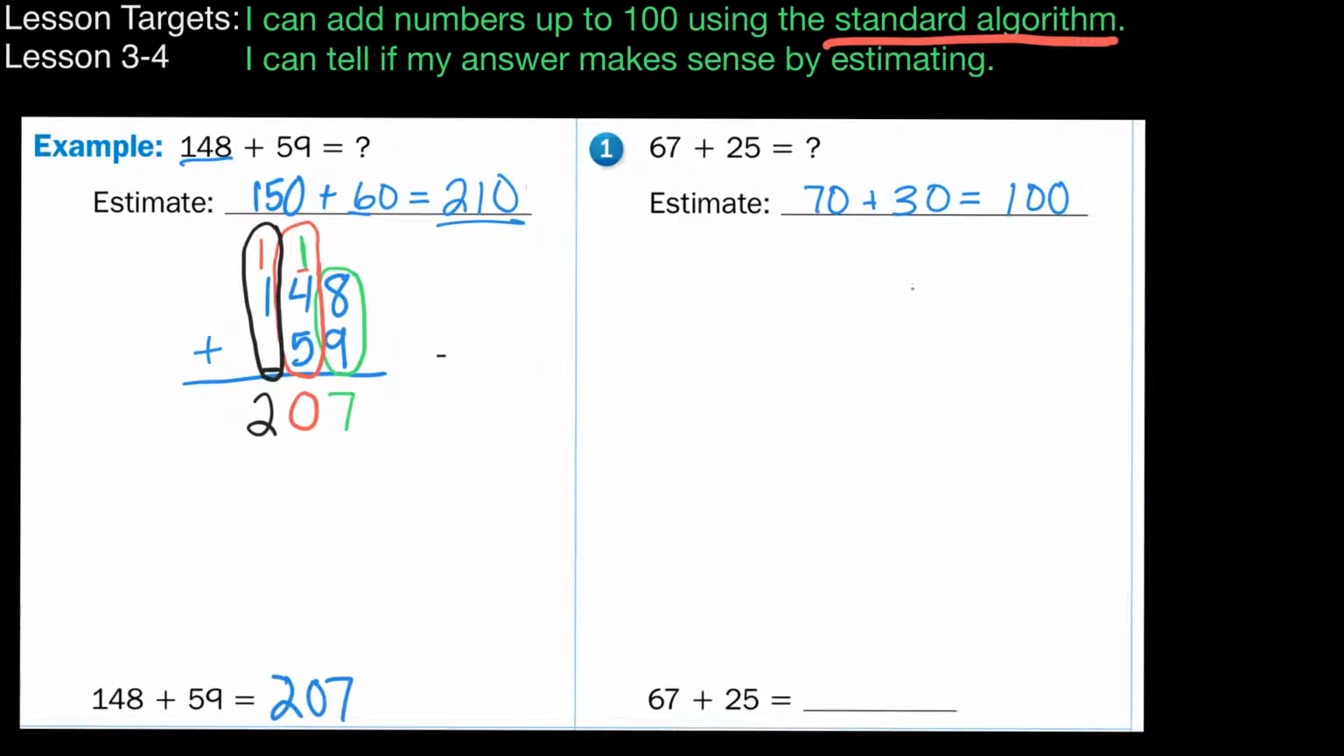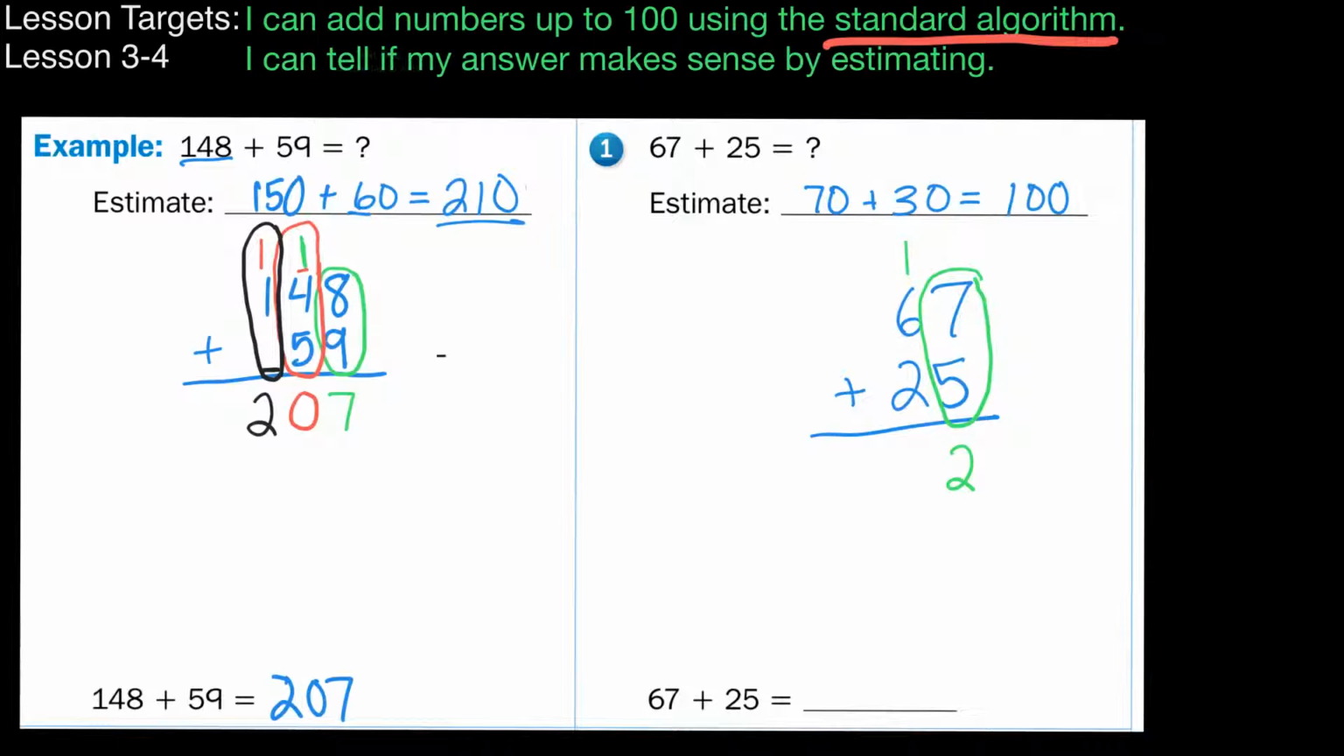So I've got 67 plus 25. So first, just like we did before, we're going to add the ones. 7 plus 5. 7 plus 5 is 12. I put my 10 from 12 above in the tens and my 2 in the ones.